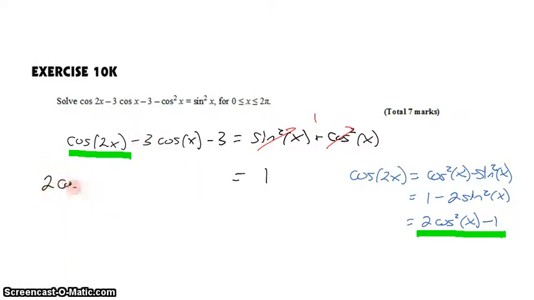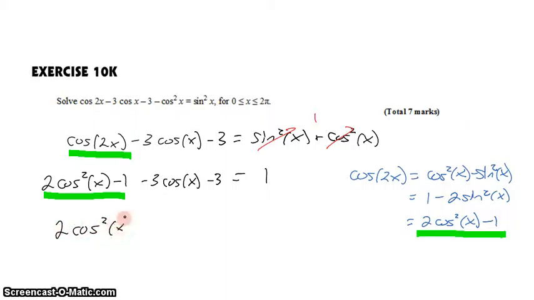So I'll replace it with 2 cosine squared of x take 1, and I have remaining 3 cosine of x and take 3. And when I make that substitution, what I see now is that I have another quadratic. I have a squared term, a term to the first power, and a few constant terms which I'll want to combine together. So let's rearrange this and put it in a familiar form for a quadratic. I'll get my squared term out front, followed by my term to the first power, and then my constants. So 3, negative 3, take 1 is negative 4. Take 1 is negative 5.